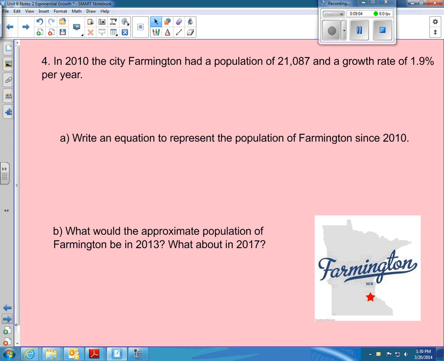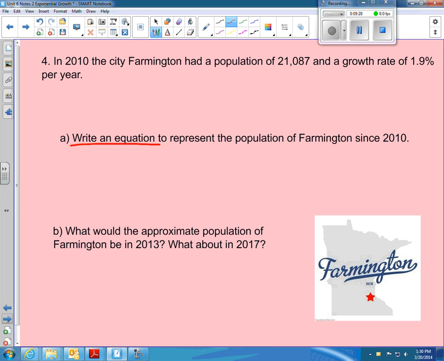All right, let's look at our next word problem here. In 2010, the city of Farmington had a population of 21,087 people and a growth rate of 1.9% per year. Write an equation to represent the population of Farmington since 2010. We're looking here for an equation. I'm going to have you do that one on your own.